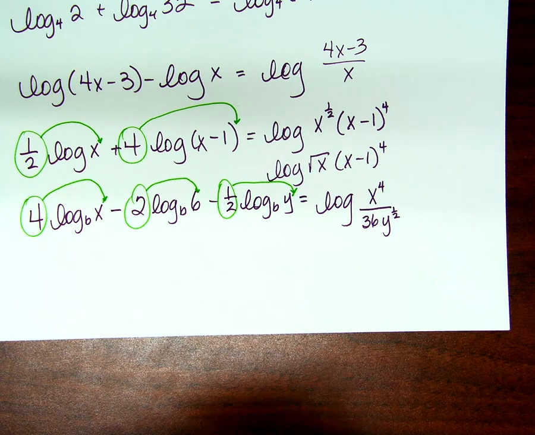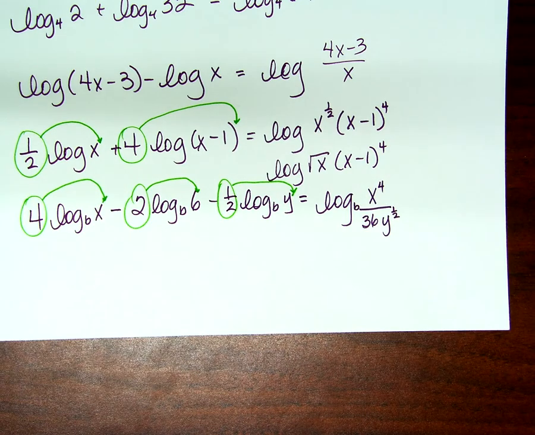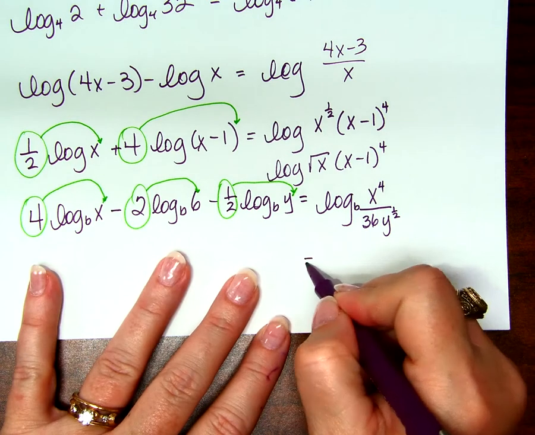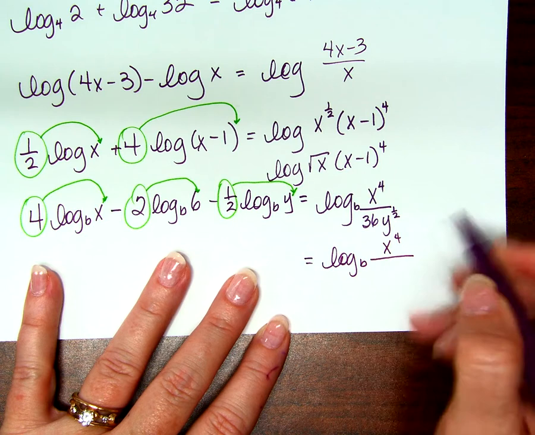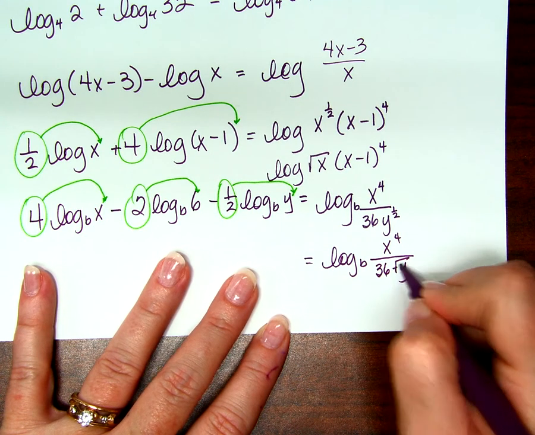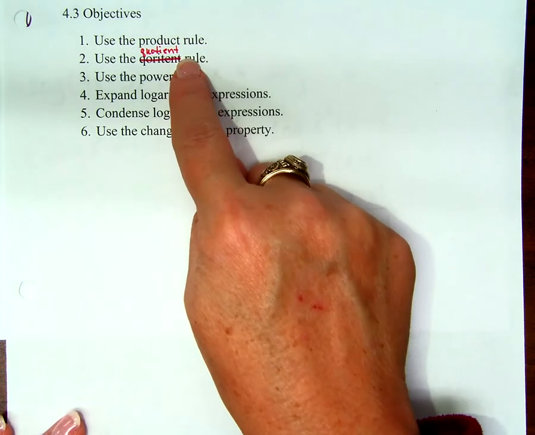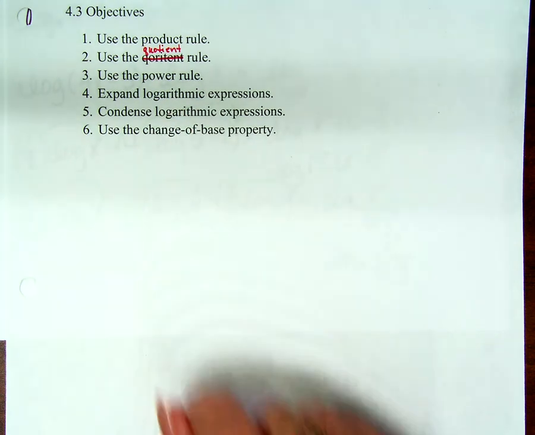What did I write? Yes, thank you. Log base b. Good catch. If this didn't work, what would you try? Log base b of x to the fourth over 36 square root of y. Questions? Do you feel comfortable with product, quotient and power rule? Can you expand and condense logarithms?